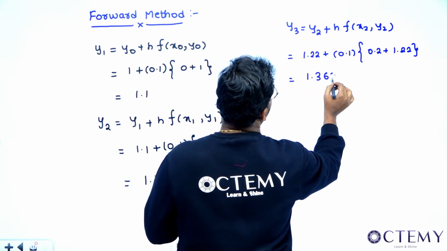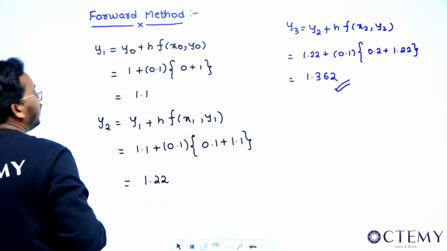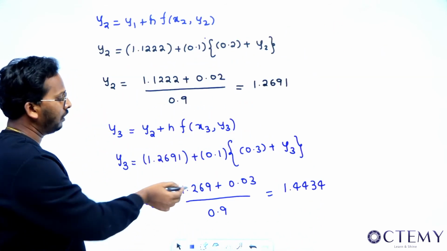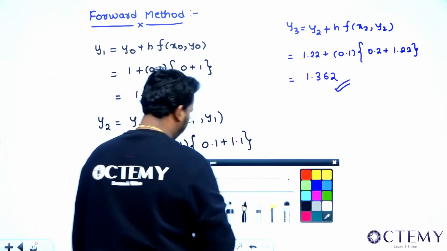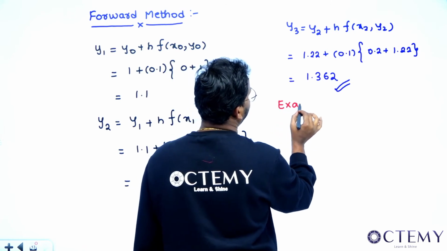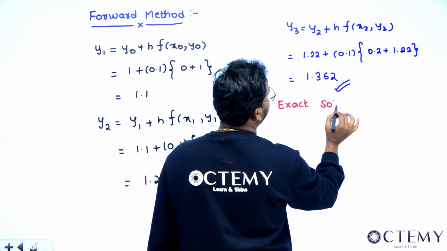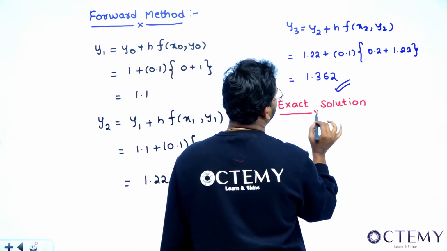1.362. This is the answer which we get if we go with the forward method, and if we go with the backward method, 1.44. Let us see exactly if we solve what will happen. Exact solution. Let us do the exact solution, sir. If we do the exact solution, see what you will get.